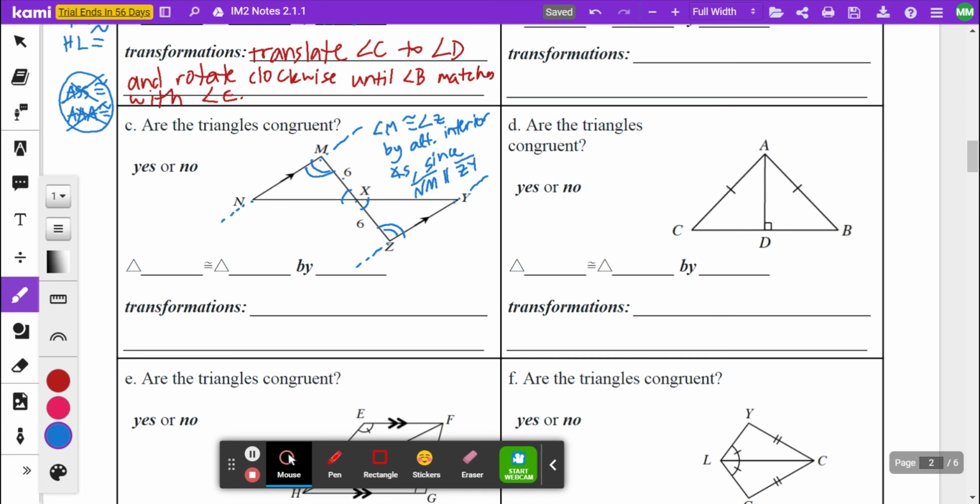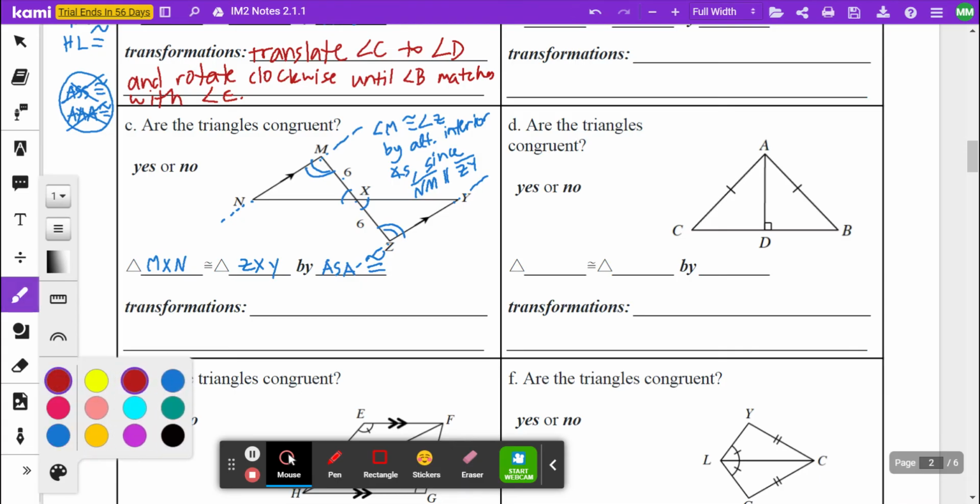All right, I'm going to go MXN. Triangle MXN is congruent to triangle ZXY by angle, side, angle congruence. And what transformations would I need to do? Let's see if rotation would be enough. Let me think.